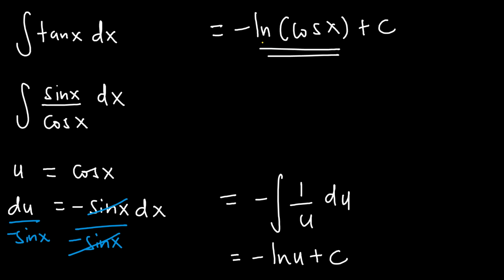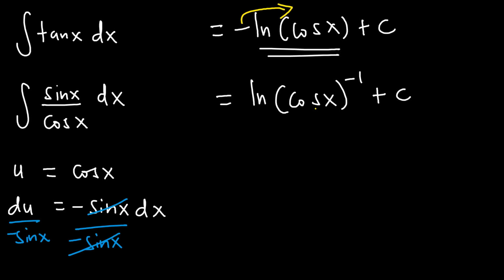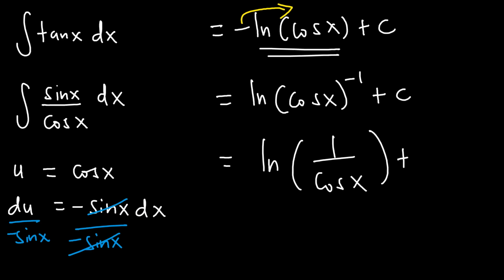And if you want, you can further simplify this. From the rules of logarithms, we can take negative 1 to the top. And so we shall have natural log of cosine x raised to the power of negative 1 plus c. And if we take this to the bottom, the negative exponent will become positive. So this will be equal to natural log of 1 divided by cosine x to the power of 1, which is the same as cosine x, and then plus c.